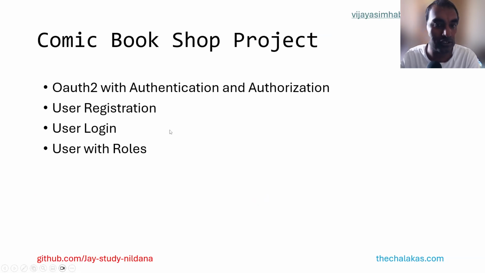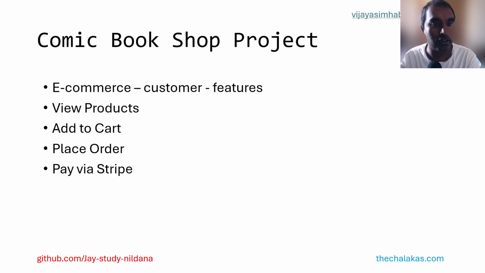So OAuth 2 with authentication and authorization, I already added. You can register accounts, you can log in, and of course, roles are available. And for the e-commerce features, you can see the products, you can add them to cart, you can place an order and make the payment through Stripe. This is for the customers.